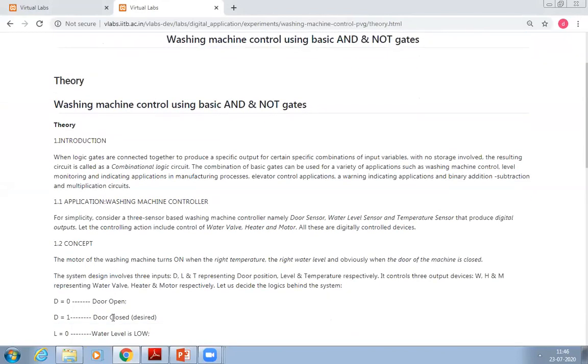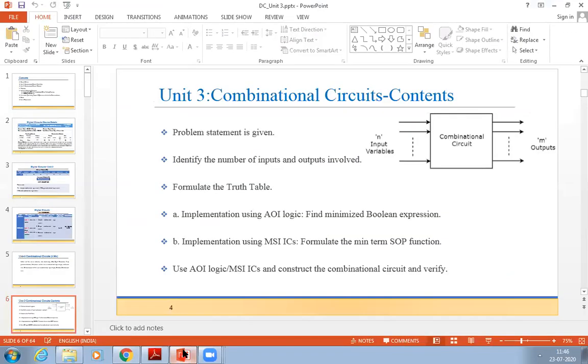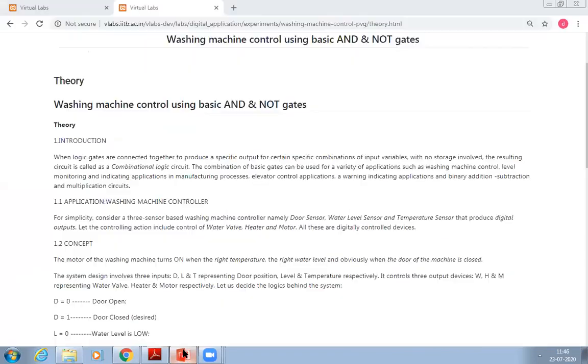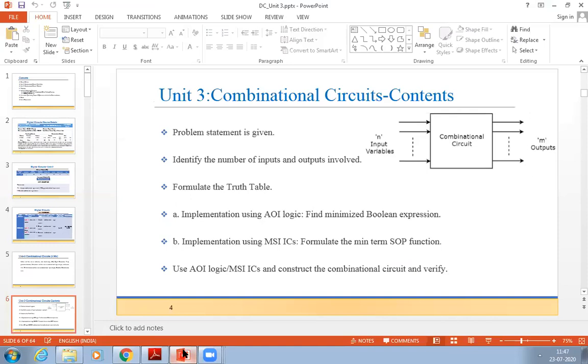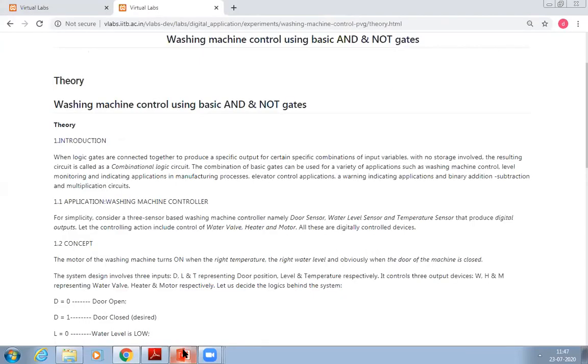For simplicity, consider a 3 sensor based washing machine controller. In the PPT I told you the problem statement is given, that is your aim: washing machine control using AND and NOT gates. Then you identify the number of inputs and outputs. So which are the 3 sensors? Door sensor, water level sensor, and temperature sensor, which produce digital output.